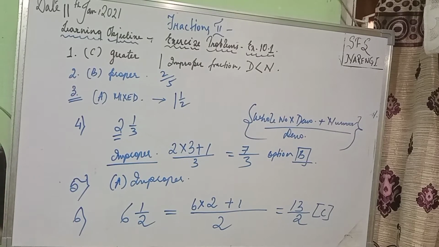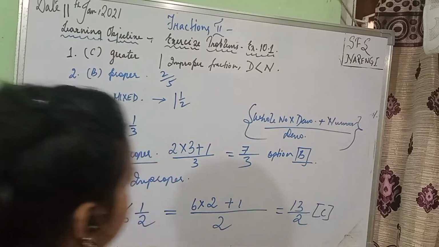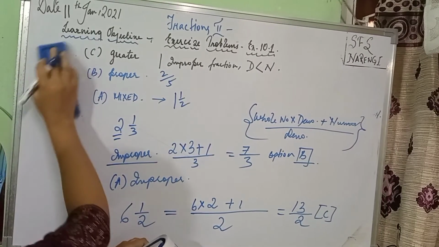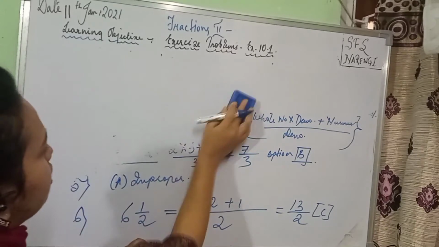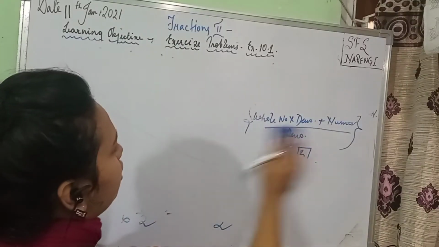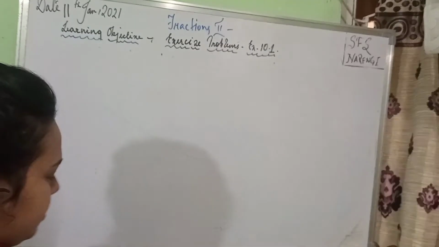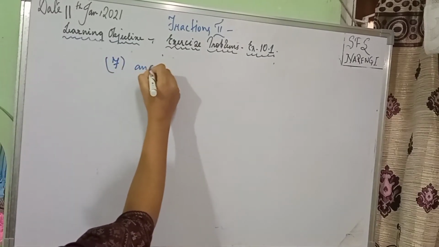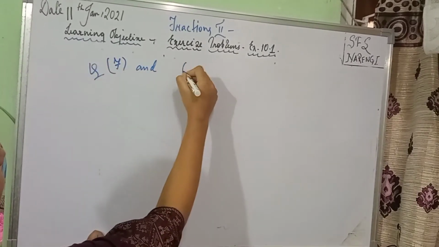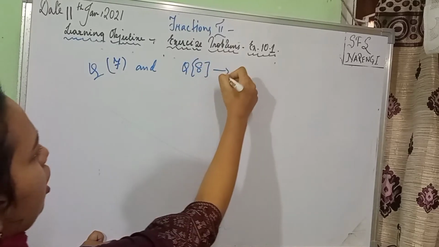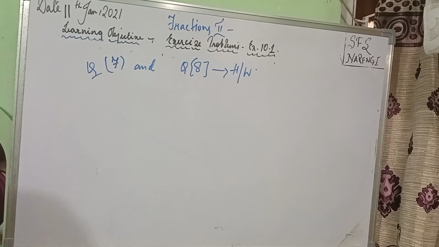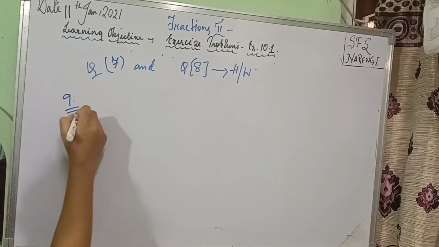Children, question number 7 and 8 are very easy. All you have to do is convert it into the improper form. So let me tell you, question number 7 and question number 8 are your homework. Okay? Let us move to question number 9.